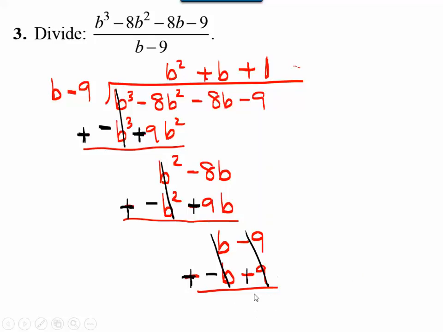We had that in long division as well. So the final answer, b squared plus b plus 1. There it is, not writing down the remainder.